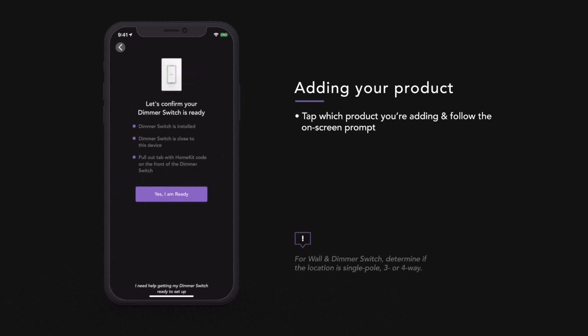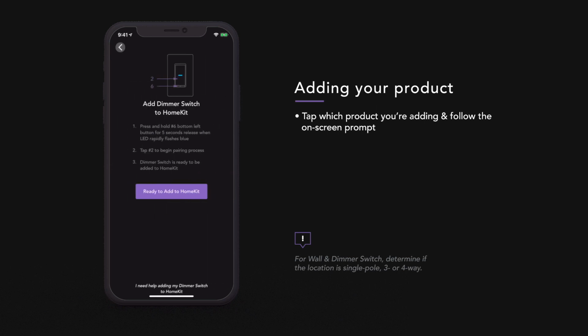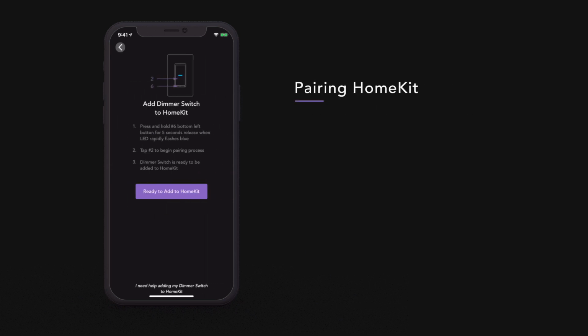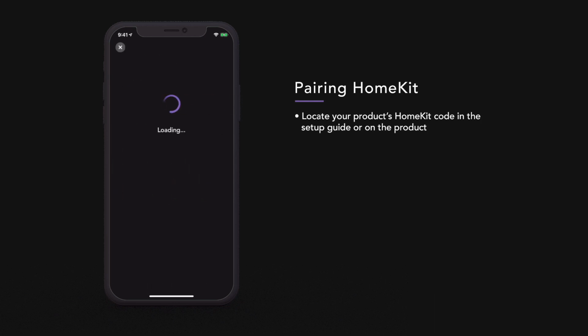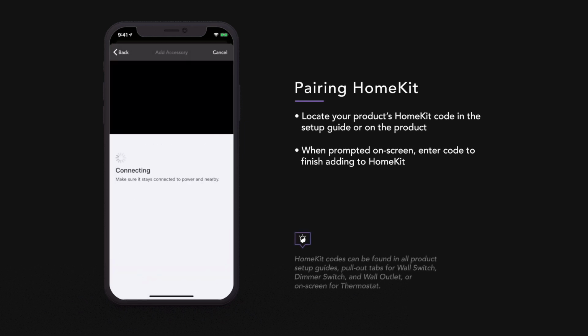For wall and dimmer switch, determine if the location is single pole, 3, or 4-way. When pairing to HomeKit, locate your product's HomeKit code in the setup guide or on the product. When prompted on screen, enter the code to finish adding to HomeKit. HomeKit codes can be found in all product setup guides.